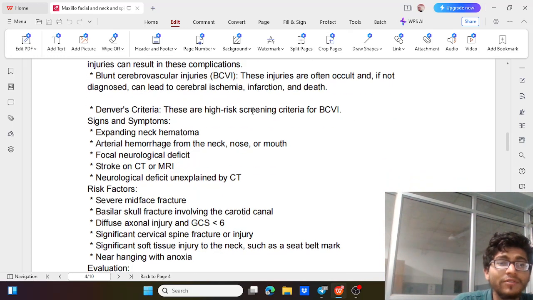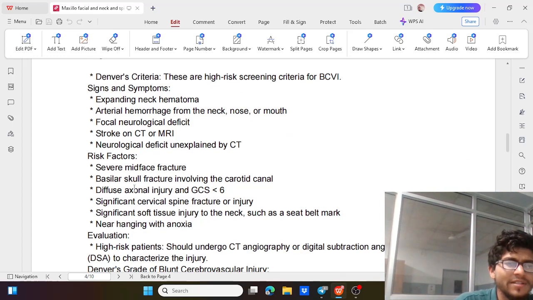So which patients are at high risk for this issue as given by Denver's criteria? If the patient is having these signs and symptoms like expanding neck hematoma, खून जमा हो रहा है, arterial hemorrhage in neck, nose and mouth, then focal neurological deficit, कोई हाथ पैर कोई एरिया काम नहीं कर रहा है, stroke can be seen in the form of CT or MRI, that is a possibility, and neurological deficit unexplained by CT. So if any of these features are there, then we have to consider BCVI, that is blunt cerebrovascular injuries.